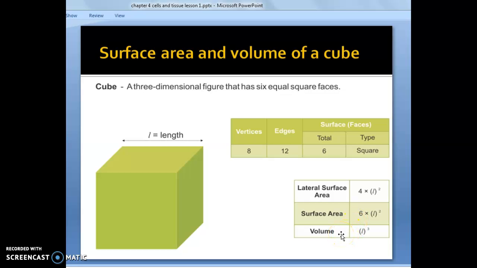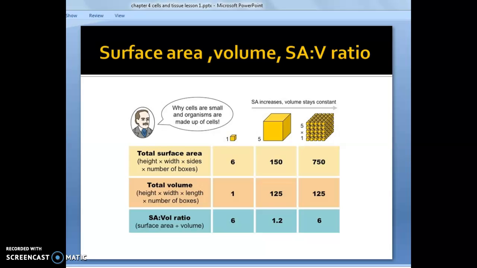Volume is found by the formula L into L into L, meaning L cubed. We multiply the length of one side of the cube 3 times. These are the simple formulas to calculate the surface area and volume of a cube. Now, keeping these formulas in mind, we are going to calculate the surface area, volume and surface area to volume ratio of the figures given here.